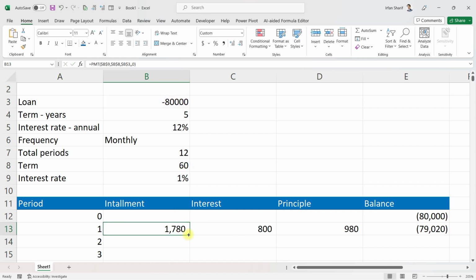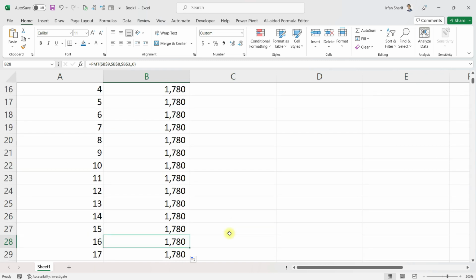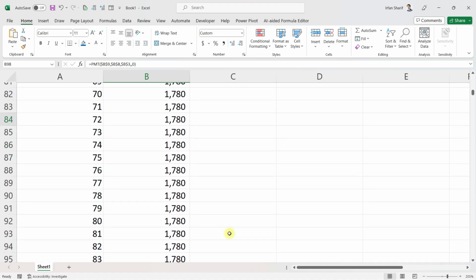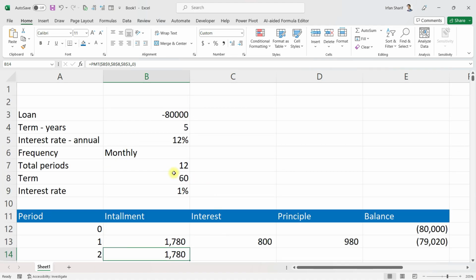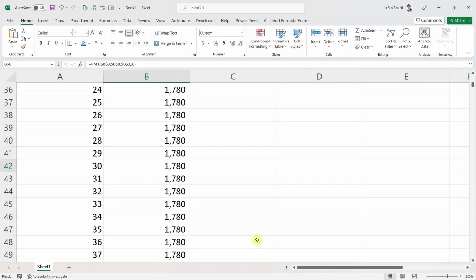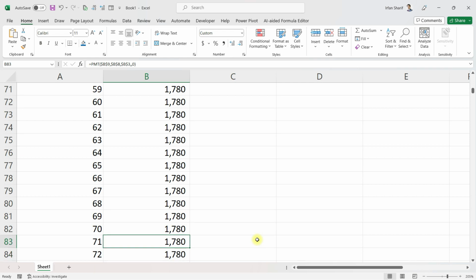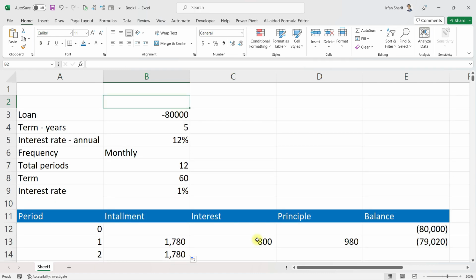And now that you have done that, just double click and you can see that the formula has been copied to the cells below. But as you go down, you will notice something is strange, and that is the total term of the loan is 60. But my system is saying that even if I am moving down past 60, there is an installment amount. So this is definitely a limitation here, which we are going to fix in a minute. After this, now let us talk about the interest formula as well.